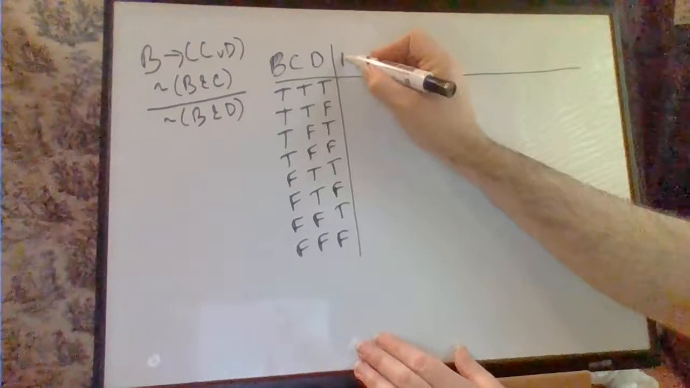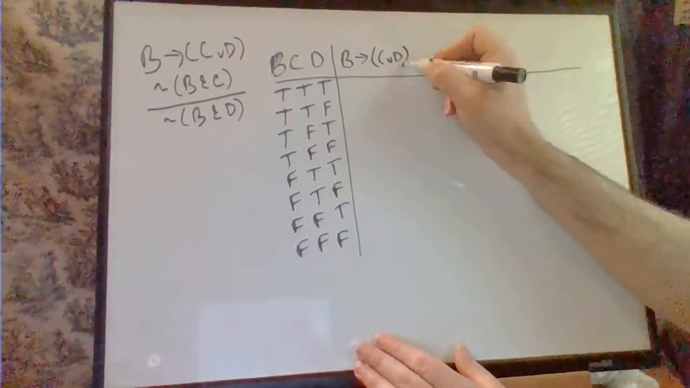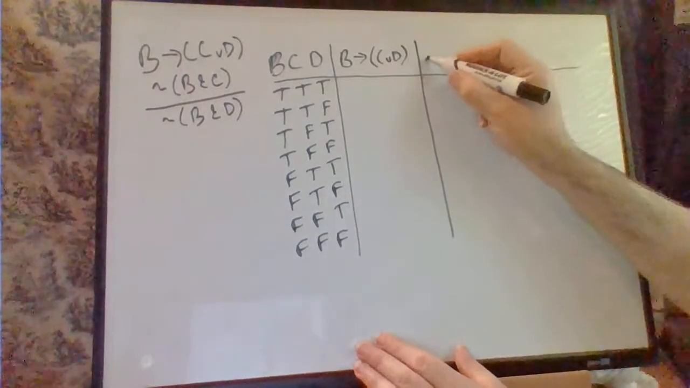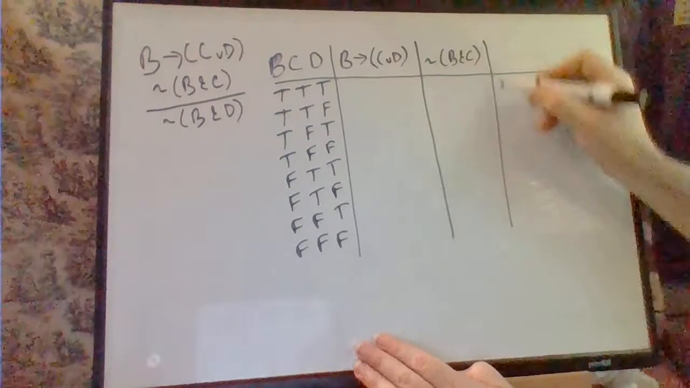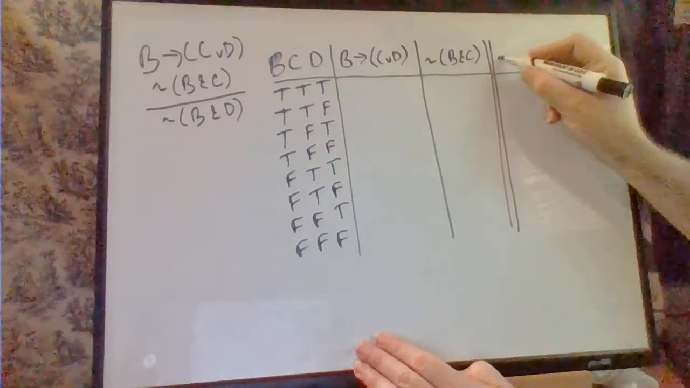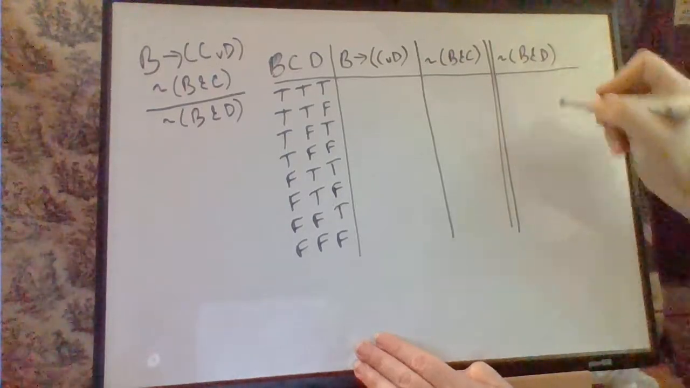Other than that, we're going to set this up the same way. So B, then C or D. Second premise is not B and C. And the conclusion is not B and D. Okay.